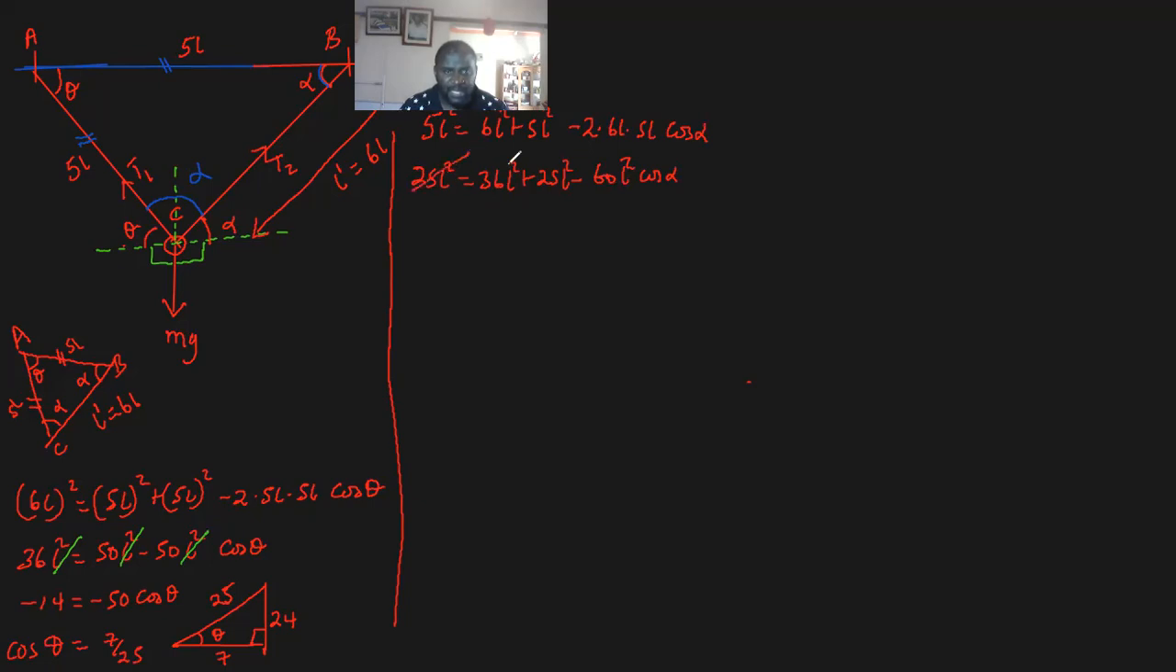The 25 can die off. We shall have 36 is equal to 60 cos alpha. Cos alpha will give me, by 4 you get 9, by 6 you get 6, by 6 you get 10. So it gives us 3 out of 5. With this 3 out of 5, we can extract out the ratios of alpha as 3, 5, and 4.